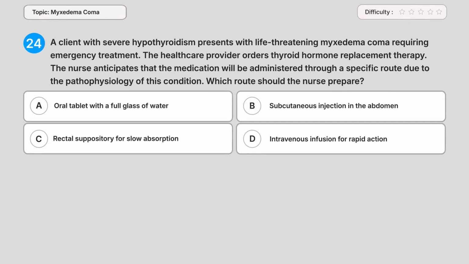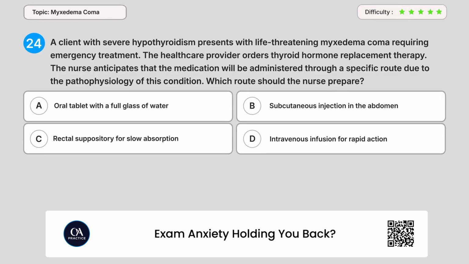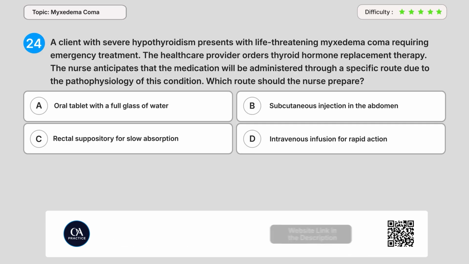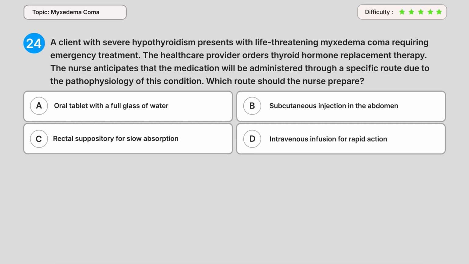24. A client with severe hypothyroidism presents with life-threatening myxedema coma requiring emergency treatment. The healthcare provider orders thyroid hormone replacement therapy. The nurse anticipates that the medication will be administered through a specific route due to the pathophysiology of this condition. Which route should the nurse prepare?